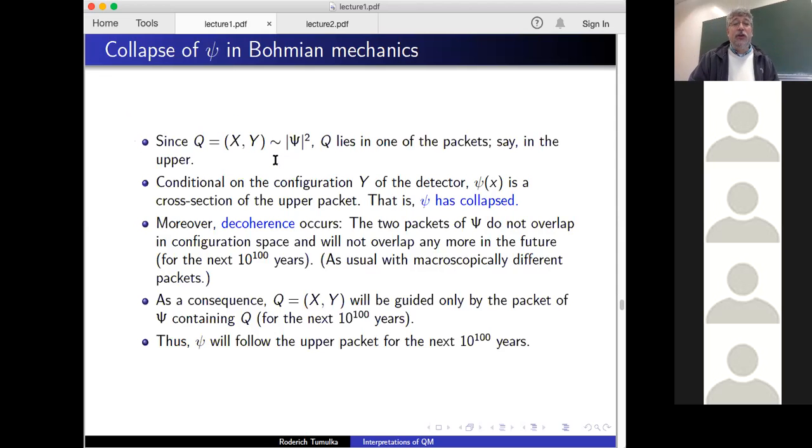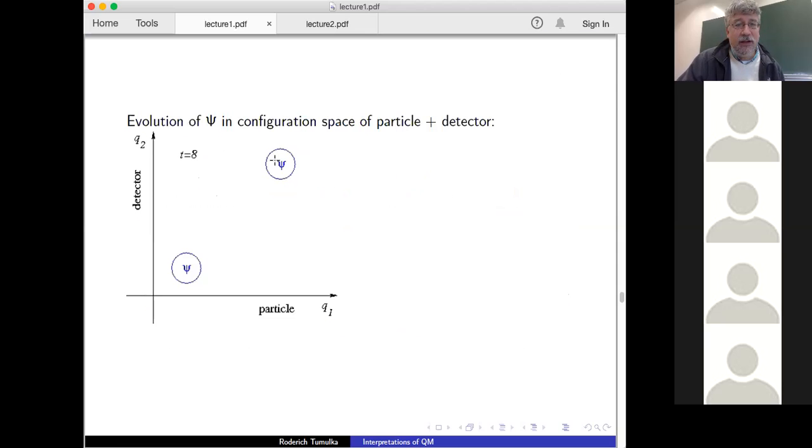Okay, so here's the situation. The actual configuration lies in one of the packets, let's say the upper one, the northeast one. Now, if that is the actual configuration, then that means, let me go back one slide, that the Y configuration, the configuration of the detector, lies in this region here. So Q2 is the same as Y. Okay, so the detector configuration lies in this region.